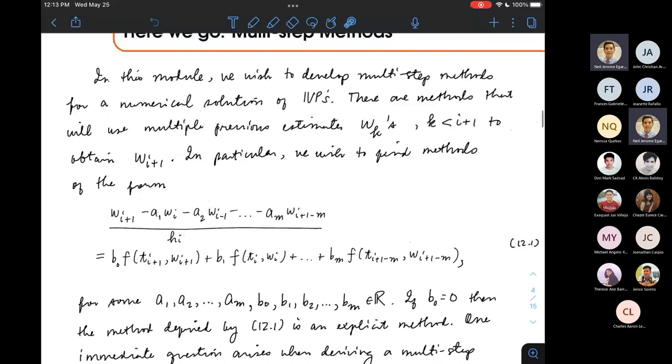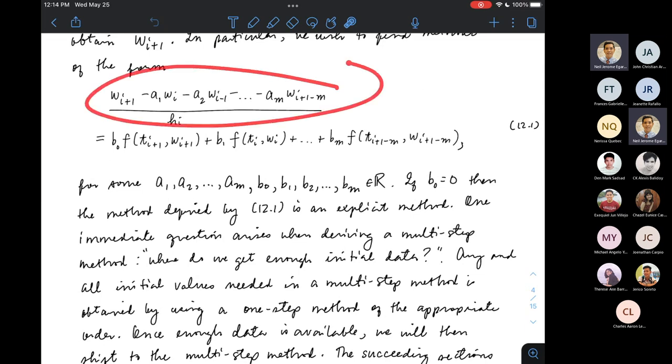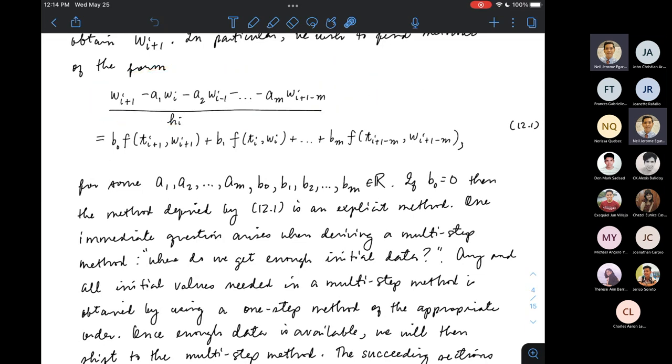Now, here we go. So, yung mga multi-step methods, as I've mentioned, these are methods that will use previous estimates or estimates from previous time steps, okay? So the general form for multi-step methods ay yung nakikita natin sa equation 12.1. So here, this is our analog for the divided difference.